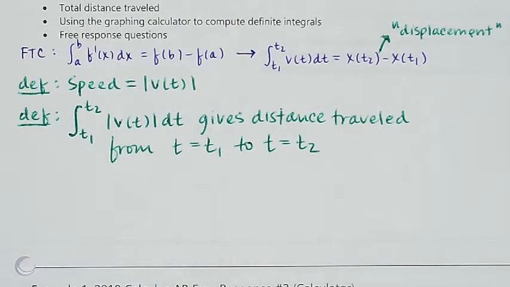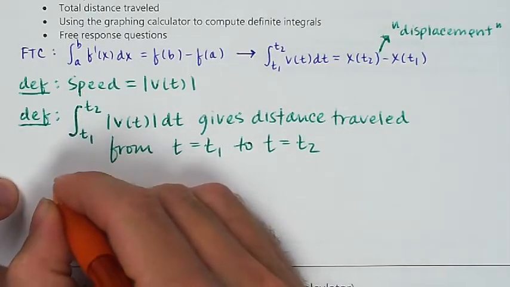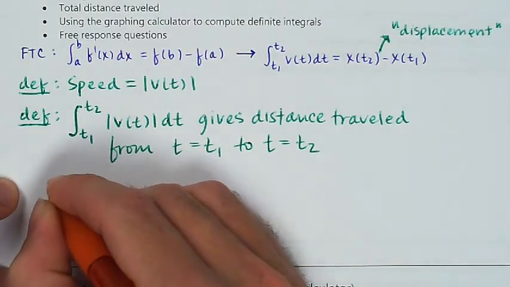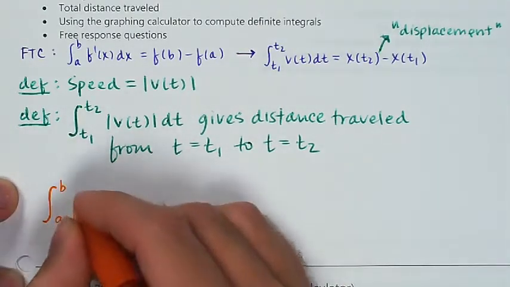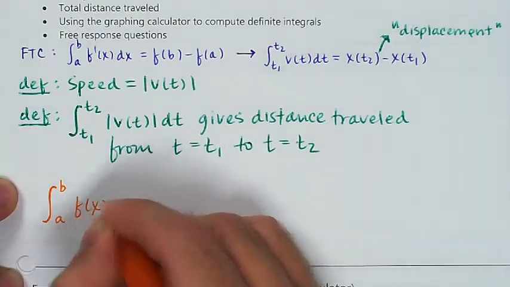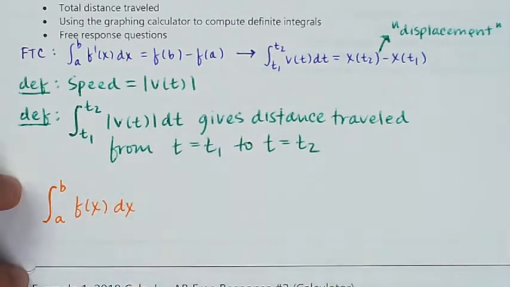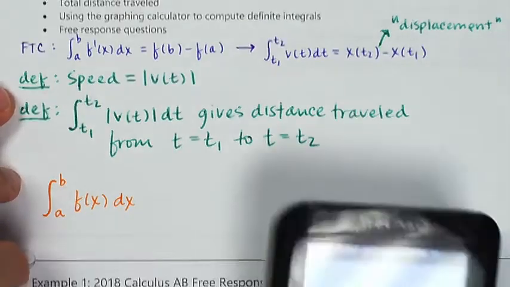Now, the last thing I need to tell you before we do some example problems is how to run an integral on the calculator. Okay? So what we need to do is be able to compute a definite integral using technology in this class. So the integral from a to b of f of x dx, for both TI-83s and TI-84s, it's math 9.